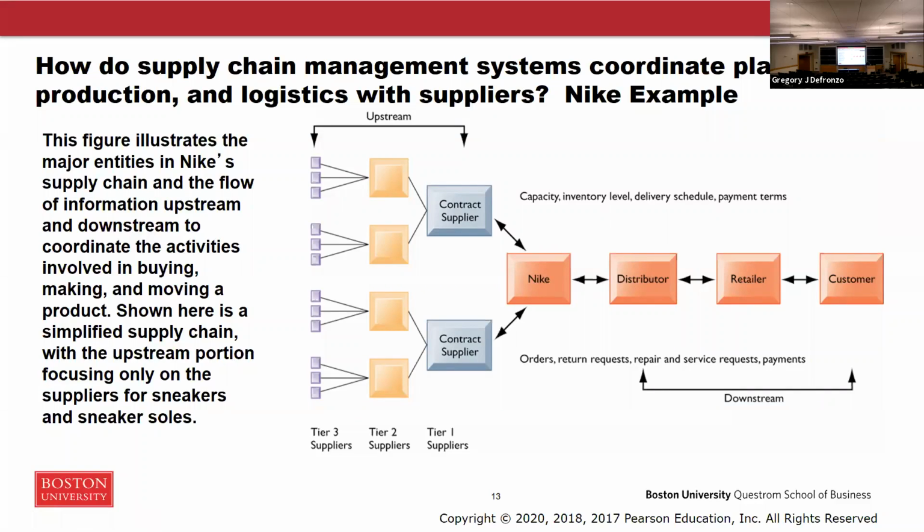Also, if you're on Amazon and you buy Nikes there, you take them home, they don't fit, or you don't like the color, or they were used, you don't like the condition, and you send it back, that's also part of the downstream process. So it's order receiving as well as returns.